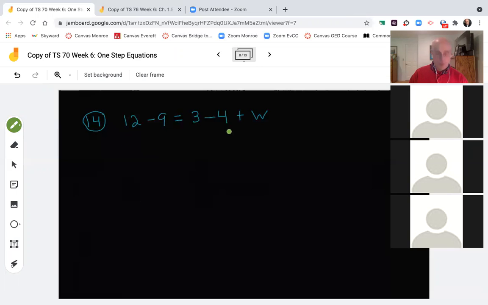Again, something like this is a little bit of a longer problem. You know, you might simplify first. 12 minus 9 is 3 equals, and you've got 3 minus 4 plus w. So 3 minus 4 is -1 plus w. Okay. See how I just took these two and combined them into -1. I simplified. And then from there you could solve. Add 1 to each side and you get w equals 4.